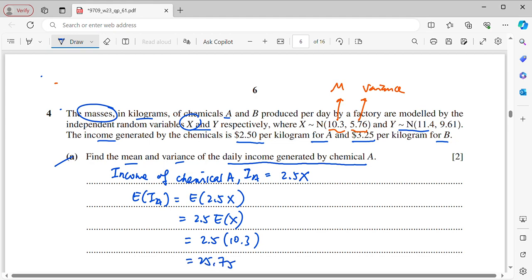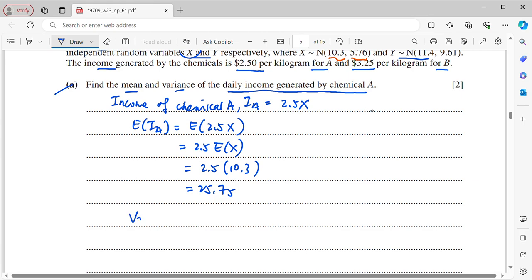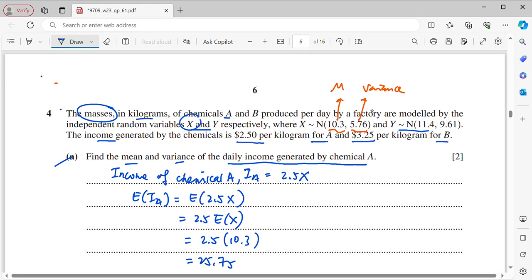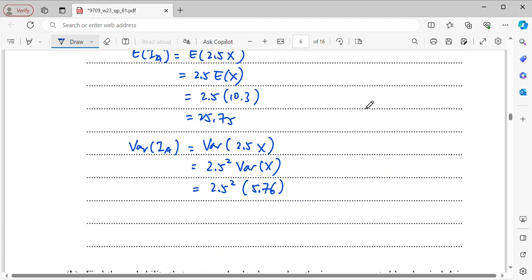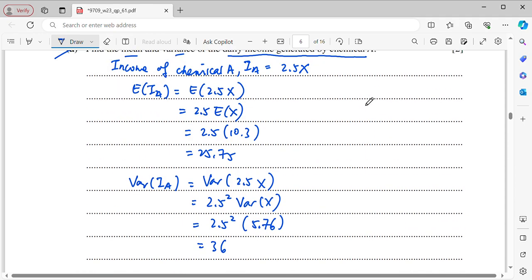Right, then from here I will get 2.5 times 10.3, and then you will be getting 25.75. Now for the variance of income A, it will be variance of 2.5X. So from the law of variance, it will be 2.5 squared times variance of X. Then the variance of X is given, which is 5.76. So here I will be getting 2.5 squared times 5.76. Then you will be getting 36. Okay, so that's the solution of this part.